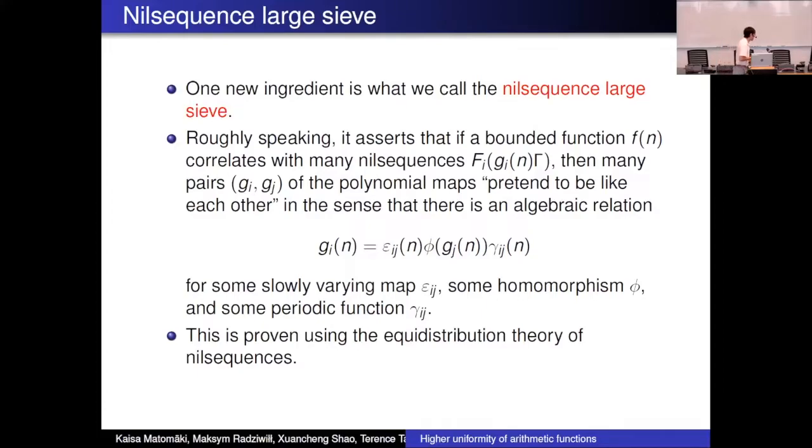We use what we call the nilsequence large sieve. One way you can think about the normal large sieve inequality is that if you have a bounded sequence which correlates with a lot of linear phases, e(α₁n), e(α₂n), and so forth, then a lot of these αᵢ must be close to each other. They must collide. That's basically one way of thinking about the large sieve inequality.